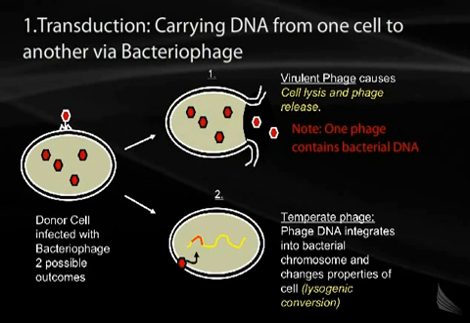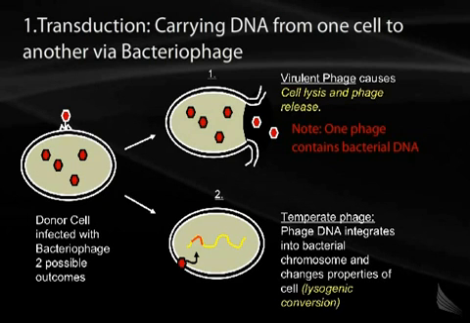This figure illustrates transduction and its 2 possible outcomes. On the left, you have a little bacteriophage, which sits on the bacterial cell wall and injects its bacteriophage DNA into the new bacteria. The donor cell is infected with the bacteriophage, and there are 2 possible outcomes. If the phage is virulent or lytic, the phage will replicate and cause the cell to lyse, and many new phages will be released. You'll have to note in the picture that one of the phages contains the bacterial DNA, so that's another way that bacteria mix their DNA up.